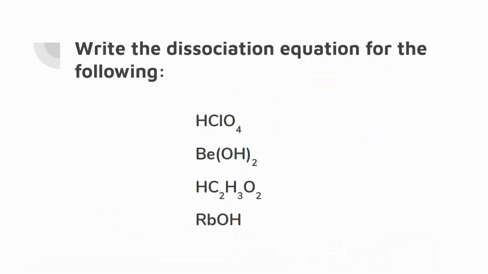So the first thing we have to do is identify: is it an acid, is it a base, and is it a strong acid or a strong base? So for HClO4, I know that that is a strong acid. And I know that it's a strong acid because I've memorized that it is a strong acid. Then we look at Be(OH)2. I should classify that as a weak base.